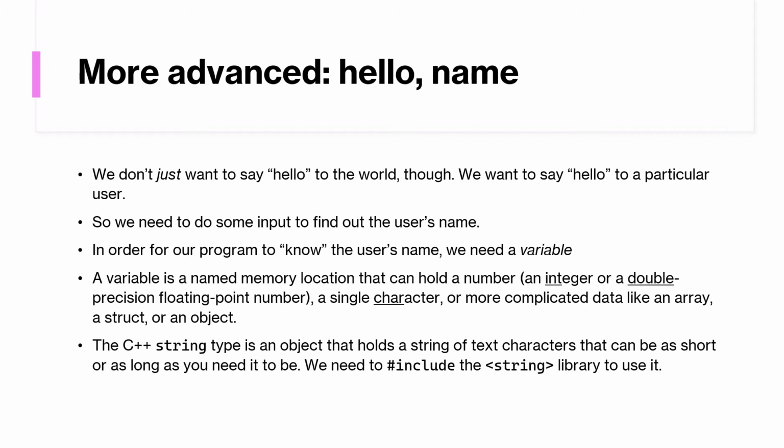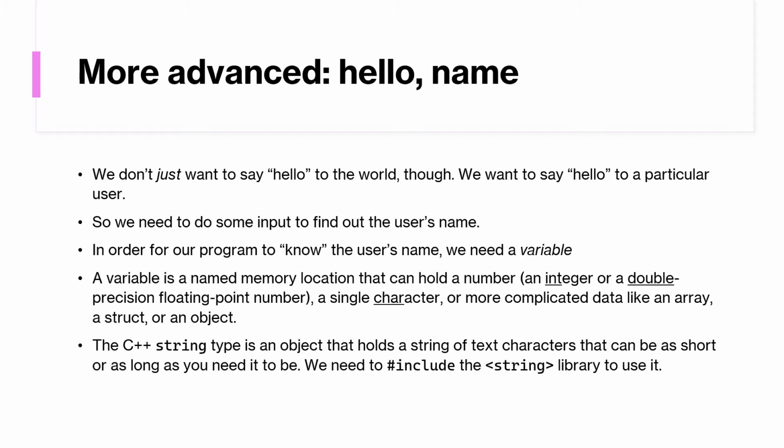Okay, so let's work on a more advanced hello program. We don't just want to say hello to the world, we want to say hello to a particular user. So we need to do some input to find out the user's name. We've done output, let's add the skill of doing input. In order for our program to know the user's name, we need somewhere to store that information. And the place where we store information in a C++ program, or really any computer program, is a variable.